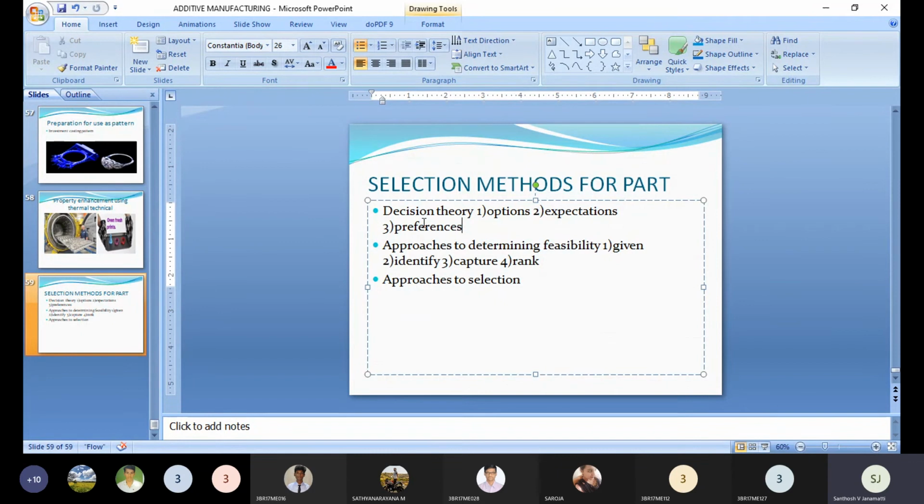And second is approaches to determining the feasibility. Yes, this is very important. Now, as per the options, expectations, or preferences, you are fixing the 3D technology, the technology which we can use to produce these kinds of 3D products. Okay, that's the first step in decision theory: you have decided we are taking this machine and this technology. No problem. Now coming to the approach to determining feasibility.